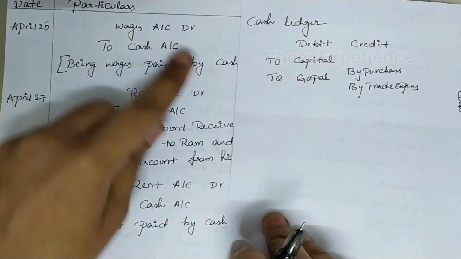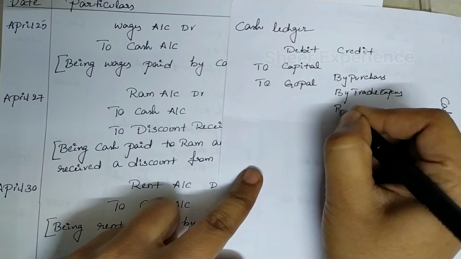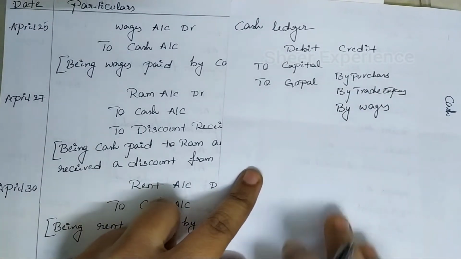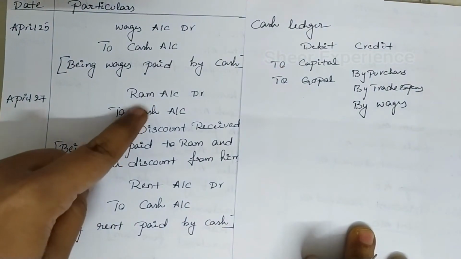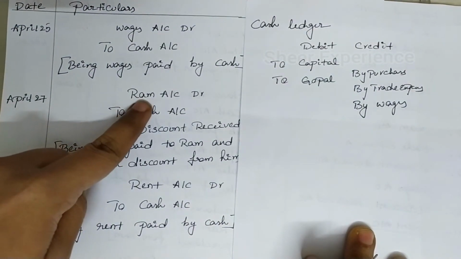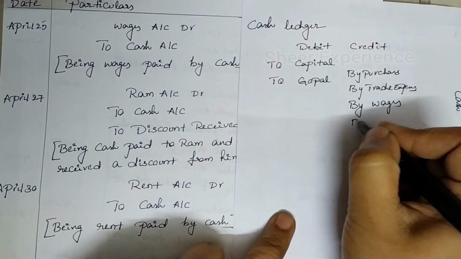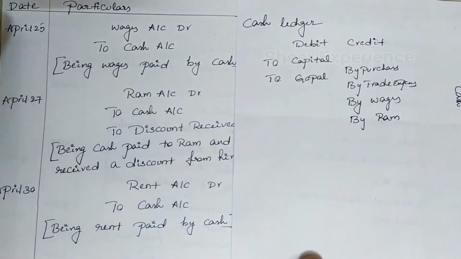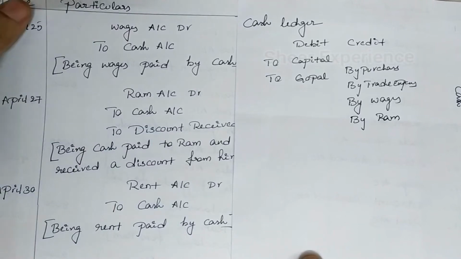Next we have wages account. Wages account is on the debit side. We will put this on the credit side in the cash account. Next we have Ram account, which is in the debit side. So we will mention it on the credit side in the cash account. The amount that we should consider here is 7,700, not 8,000. Since business has paid only 7,700, we are considering this amount in the ledger.